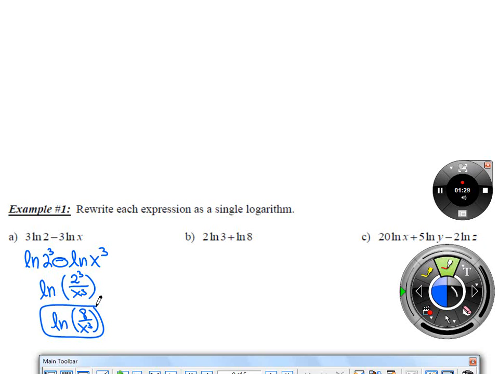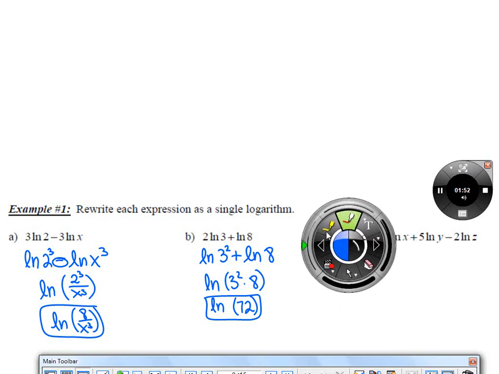All right, same idea here. I'm going to change this to the natural log of 3 squared plus 8. And then I'm going to use the product property because it's adding. And 9 times 8 would be 72. So I would get the natural log of 72.